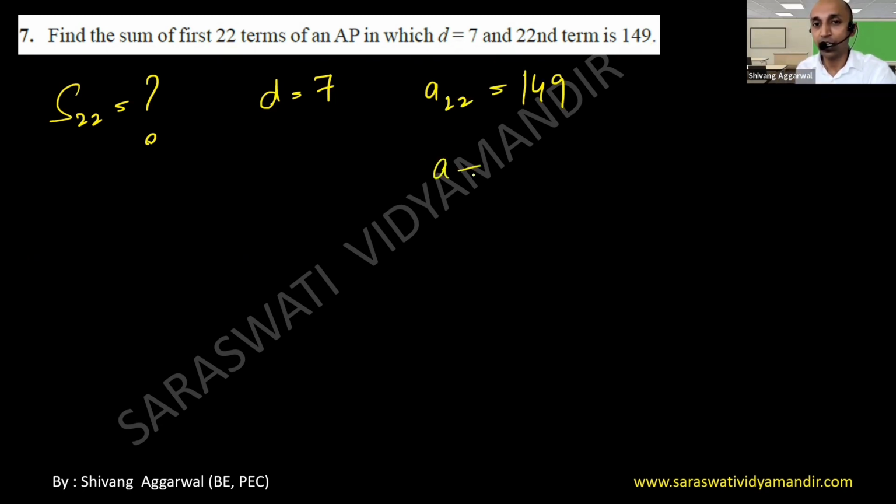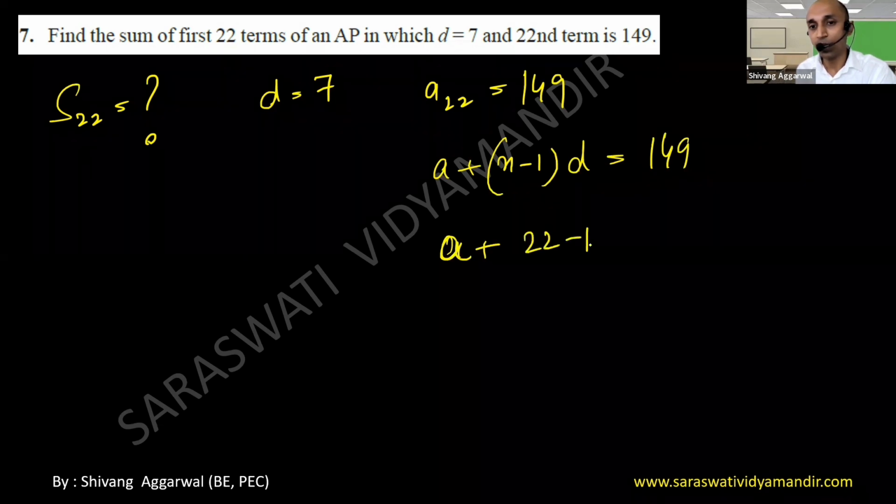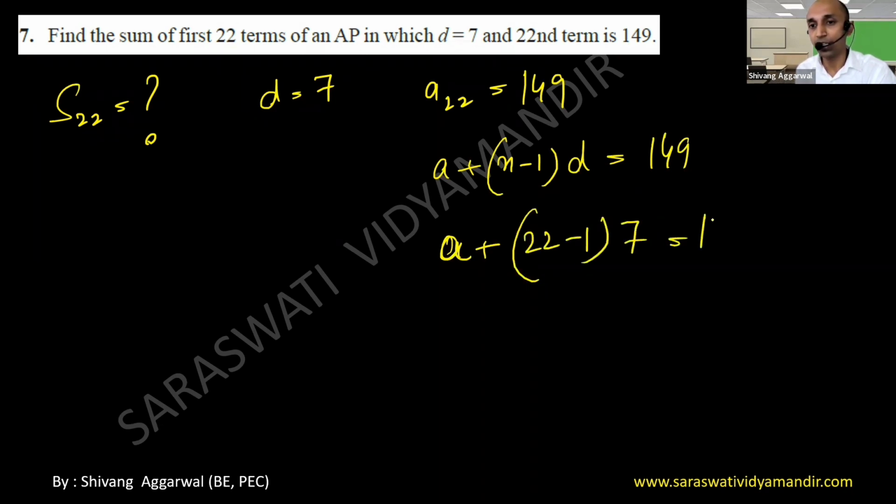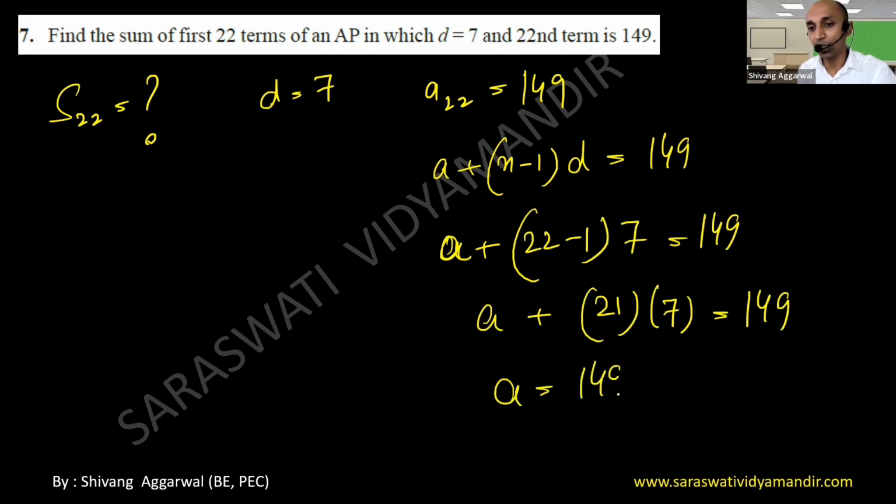That is a plus (n minus 1) into d is 149. A plus (22 minus 1) into 7 is 149. A plus 21 into 7 is 149. A is equal to 149 minus 147 शायद, ठीक है ना? हाँ, that is 2. A आ गया 2.